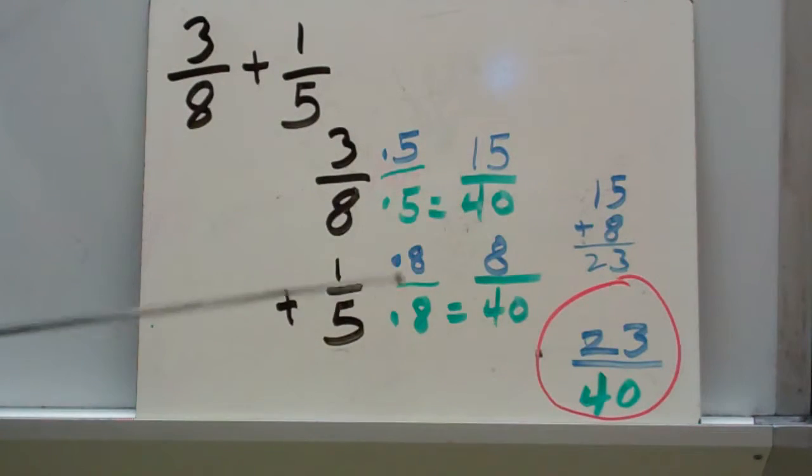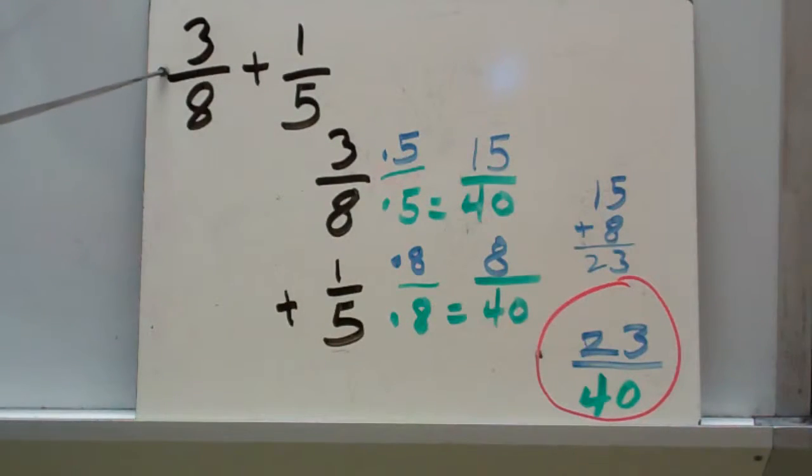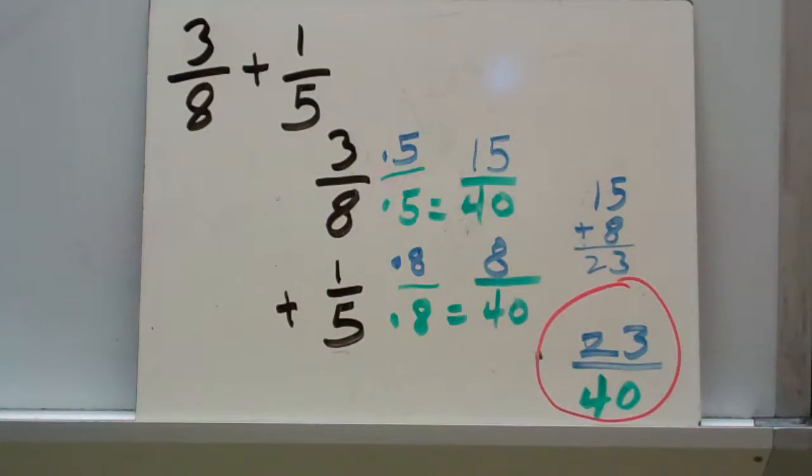So what I've done here is I've done a setup where, first of all, I like to write my fractions vertically when I'm solving them like this. Some of you can solve them keeping them horizontal, but I like to write them out vertically. It's just easier for me to see.